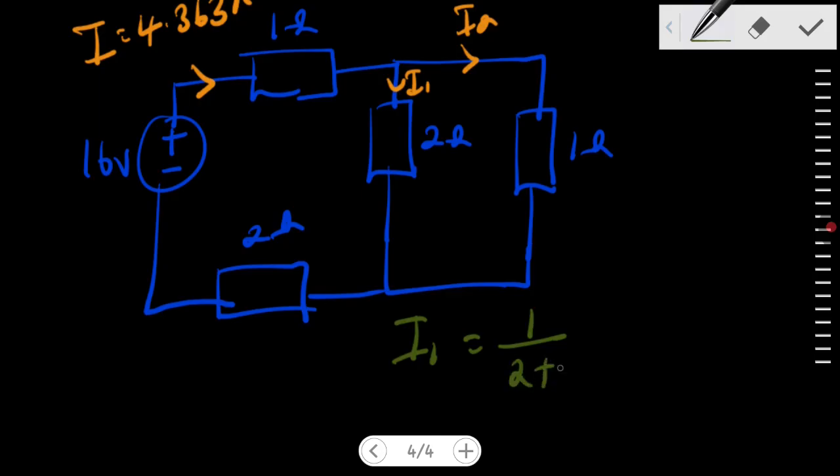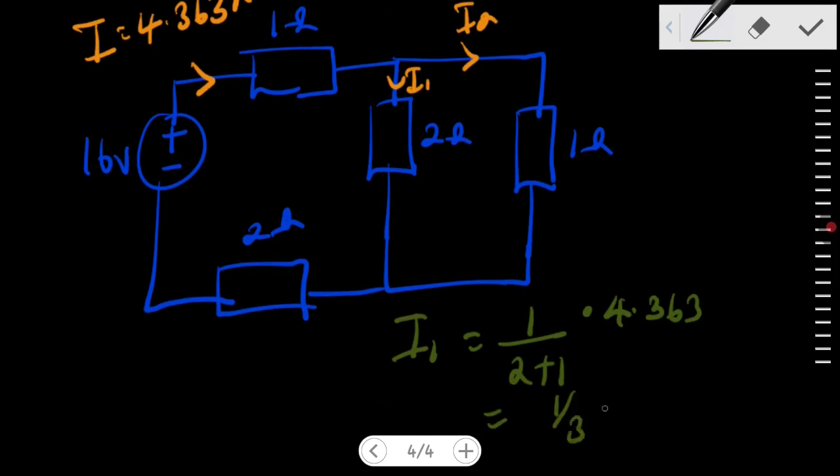2 plus 1 multiplied by the current into that branch, which is coming from another branch, which is 4.363, right? Over 3 multiplied by that 4.363. 1 divided by 3 times 4.363. I am getting 1.454 amps in this case, right?